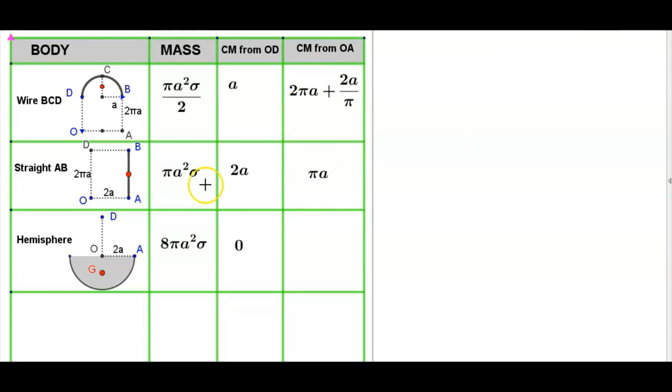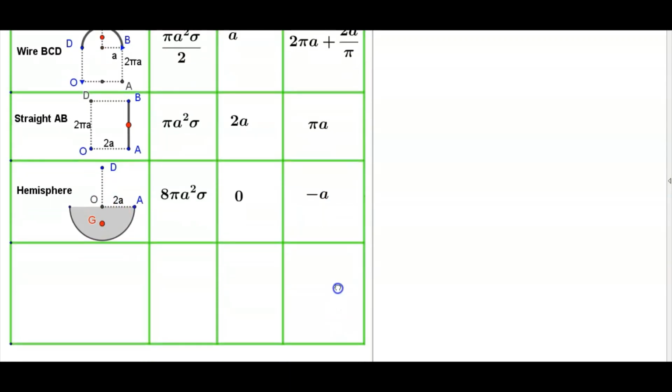Center of mass from OD, this one OD, for center of mass from OD is 0. And center of mass from OA, from this OA, we will identify it by half of the radius. Here radius is 2A, therefore this distance is A. But below this level, below the O axis, therefore that is minus A.